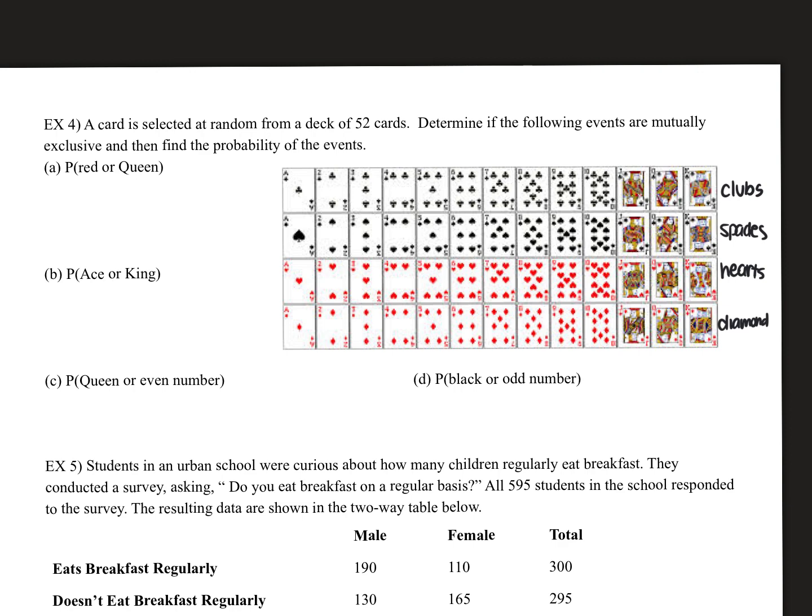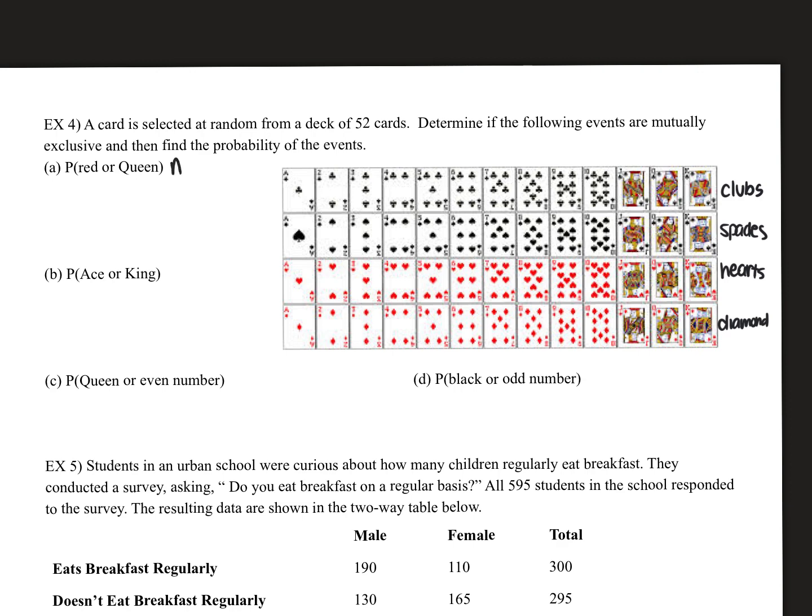Okay. Each suit has an ace, 2, 3, 4, 5, 6, 7, 8, 9, 10, jack, queen, and king. Jokers do not count. So we're going to determine if the following events are mutually exclusive, and then we're going to find the probability. So our first probability is the probability we get a red or a queen. So basically we want to ask ourselves, is there a red queen? And the answer is yes.